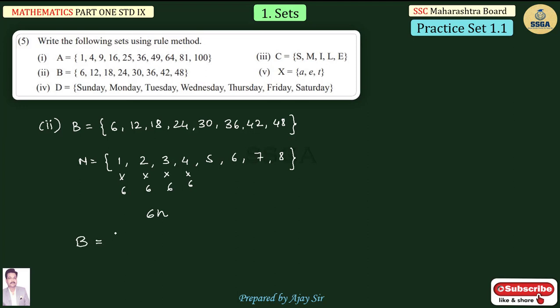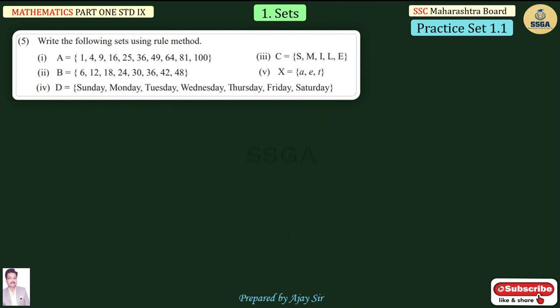So this you have to write in the rule method, that is B is a set such that x is equal to 6n like previously. Again here n belongs to natural number, and n again here strictly it is less than 9 or it is less than or equal to 8. So in this way we have to write this given listing method into the rule method. First we have to observe and find the relation, and then you have to write that set. Now next question.